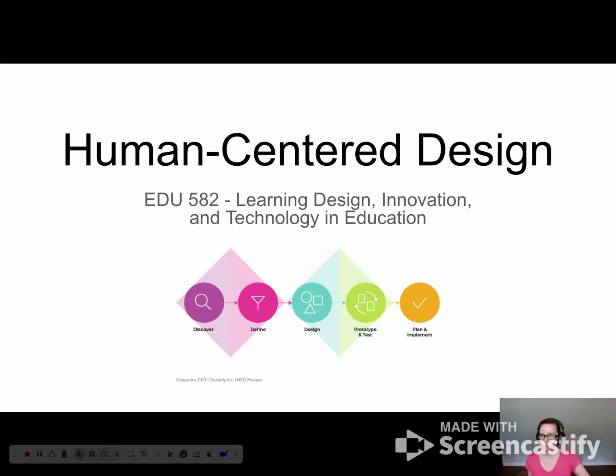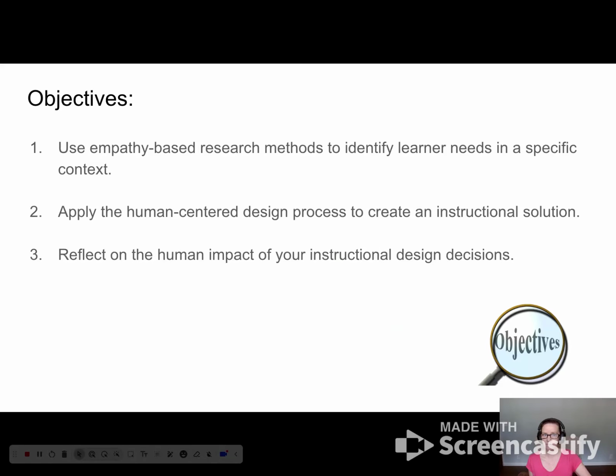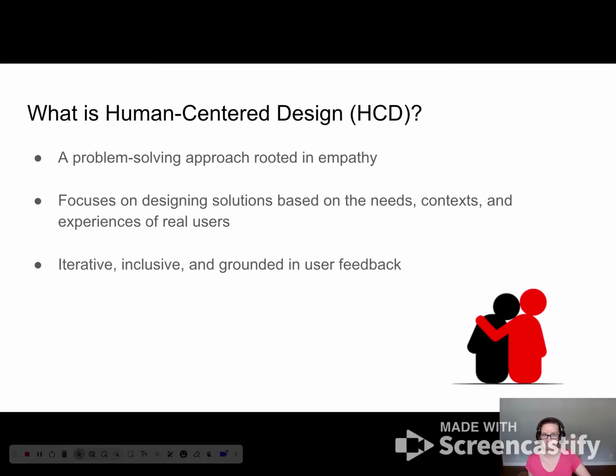Welcome to Module 4. This is Human-Centered Design. So let's take a look at our objectives this week. We're going to talk about using empathy-based research methods to identify learner needs in a specific context. Number 2, we're going to apply the human-centered design process to create an instructional solution. And number 3, reflect on the human impact of your instructional design decisions.